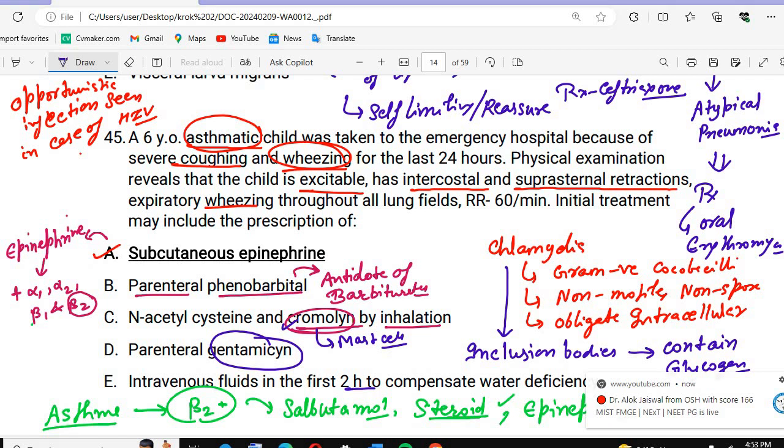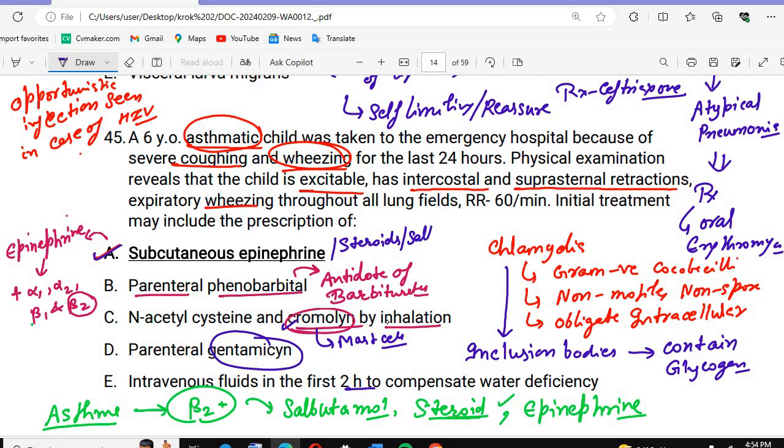Would you like to give the patient intravenous fluids to compensate the water deficiency, or will you first treat with the initial treatment, like you need to bronchodilate the patient? So of course I hope everyone does the bronchodilation. And so in that patient, that's why we are giving subcutaneous epinephrine. If in the question you get steroids, then mark that. If you get salbutamol, of course that will be the answer. Salbutamol is the good drug for the case of asthmatic patients. So here is given subcutaneous epinephrine.